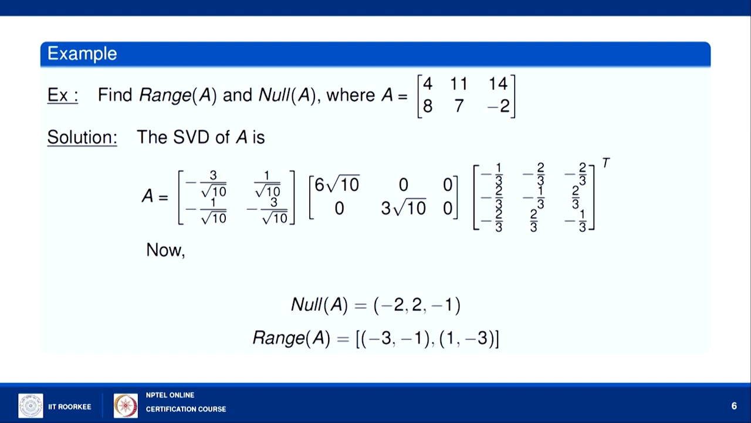Similarly, the null space of A is given by the last n minus r columns of the matrix V. Here n is 3 and r is 2, so the last one column, which is minus 2 by 3, 2 by 3, minus 1 by 3. If I do not normalize it, I can simply write minus 2, 2 and minus 1. Hence the rank of A is 2 and the nullity of A is 1. Rank plus nullity equals the dimension of R3, because A is a linear transformation from R3 to R2. So if the singular value decomposition is given, you can easily find a basis for the range space as well as the null space.